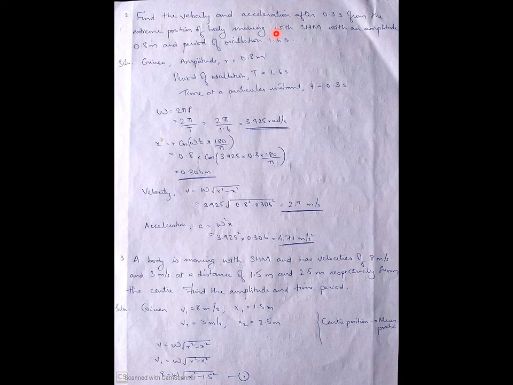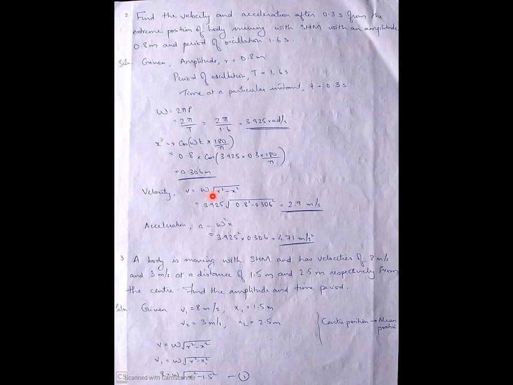As it is from the extreme position, what is the equation? X equal to r cos omega t into 180 by pi. What all things are given? Amplitude is 0.8, small t is 0.3. What about omega? Omega is not given directly, but instead period of oscillation is given. So omega is equal to 2 pi by T. So you will be getting omega equal to 3.925 radians per second. Just substitute over here and you will be getting x value.